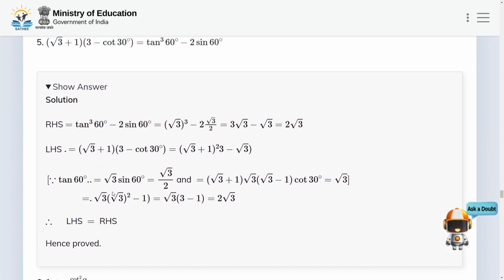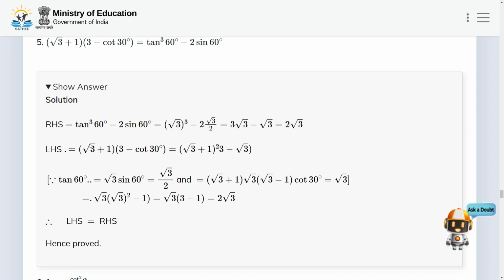Now if we put the values tan 60 degree equal to root 3 and sin 60 degree equal to root 3 by 2 in the right hand side, we'll get root 3 cube minus 2 times root 3 by 2, that is equal to 3 times root 3 minus root 3, which is equal to 2 times root 3.